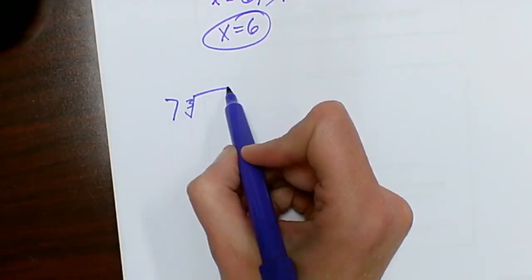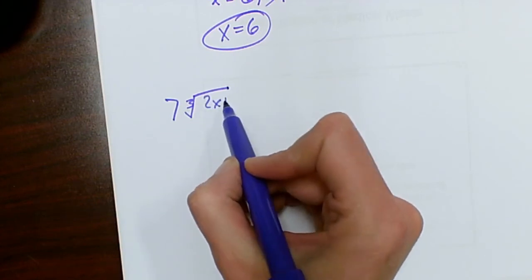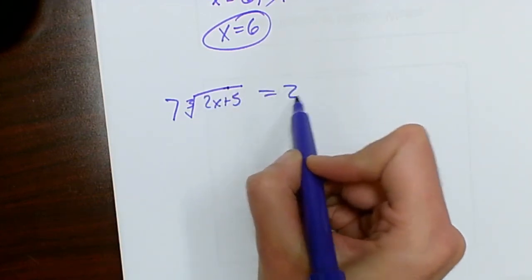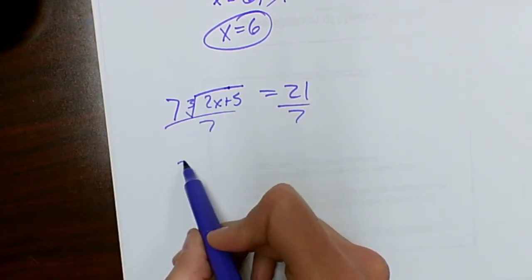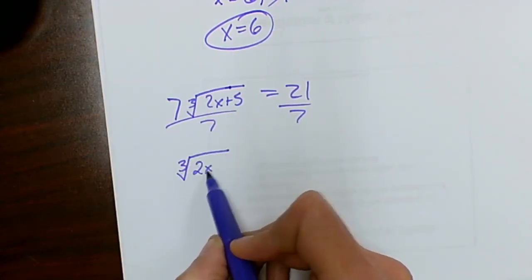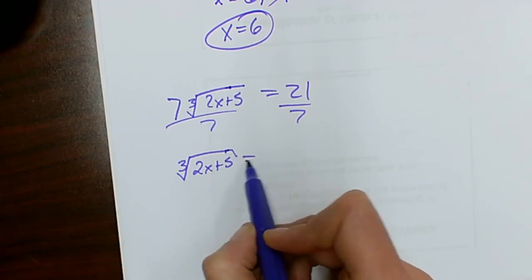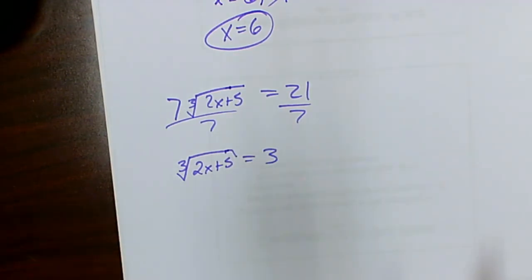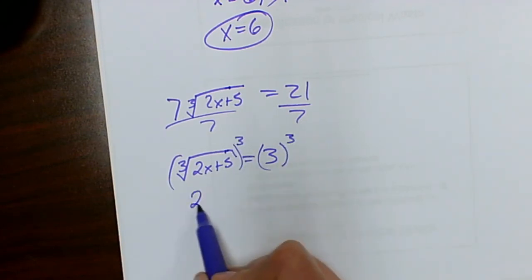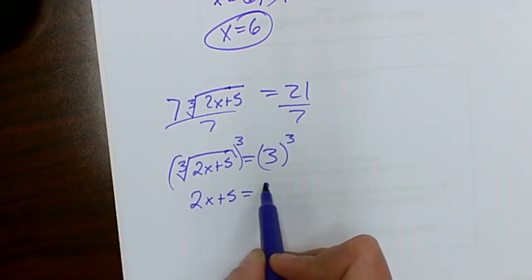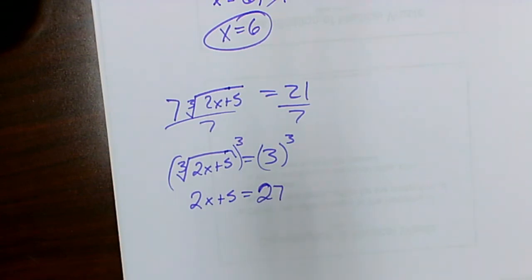7 times the cube root of 2x plus 5 equals 21. We're going to divide the 7 off, so we have the cube root of 2x plus 5 equals 3. Cube both sides, and then subtract 5.